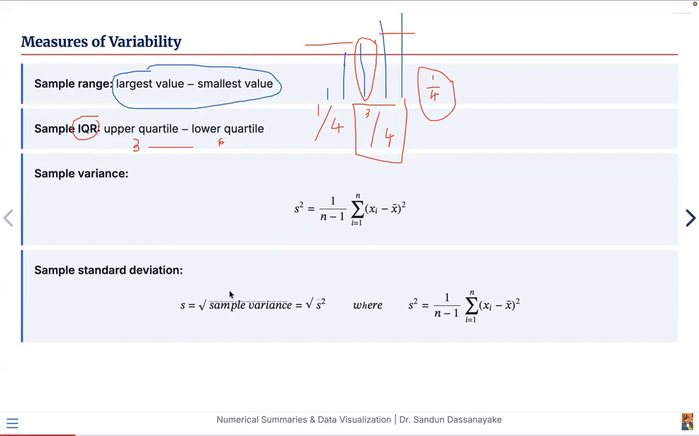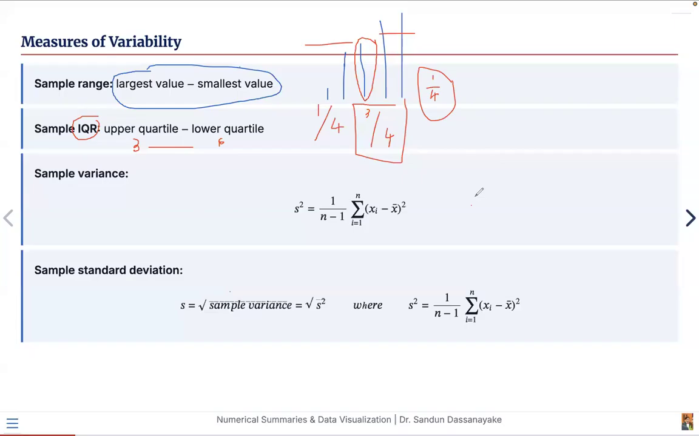Now, sample standard deviation is the square root of this, right? So we first calculate the sample variance and then get the square root of that. So what does sample variance actually give you? Sample variance is very simple if you understand it like this.